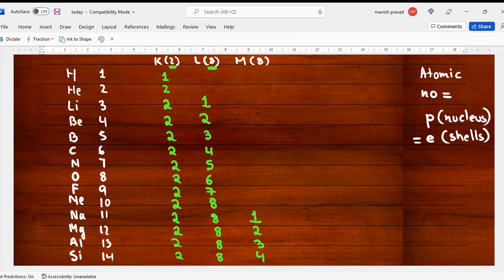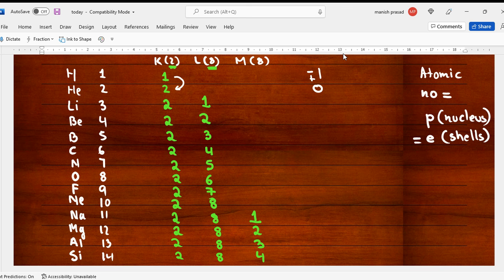Now, hydrogen gains an electron to become like helium. So its valency can be minus 1. But if it loses one electron to become like a proton, its valency becomes plus 1. Helium is completely filled. It does not want anyone to come in, it does not want anyone to go out. It is stable on its own. So its valency is 0.